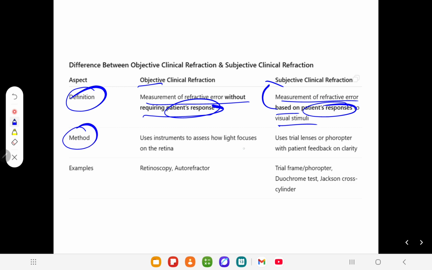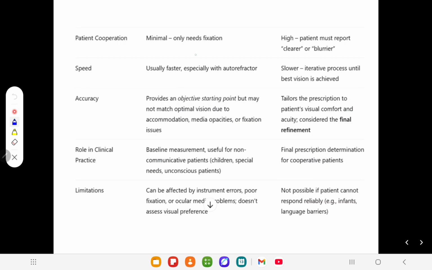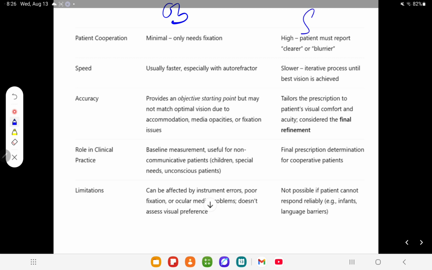Method: objective uses an instrument to assess how light is focused on the retina. That's the instrument: autorefraction and retinoscope. Subjective uses a trial lens or phoropter with the patient's feedback on clarity. So normally for objective we have retinoscope, autorefraction, and we have already talked about topographic or photorefraction. There are a lot of things for objective refraction. In case of subjective, we have trial frame, phoropter, duochrome, Jackson cross cylinder, and definitely there are a lot of methods and a lot of charts used for subjective refraction.